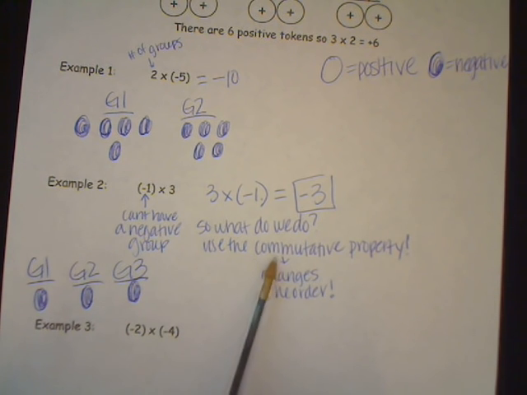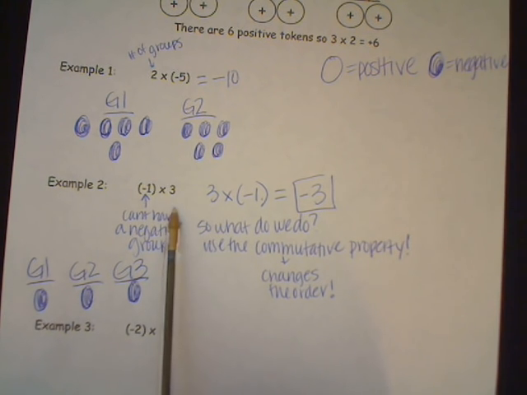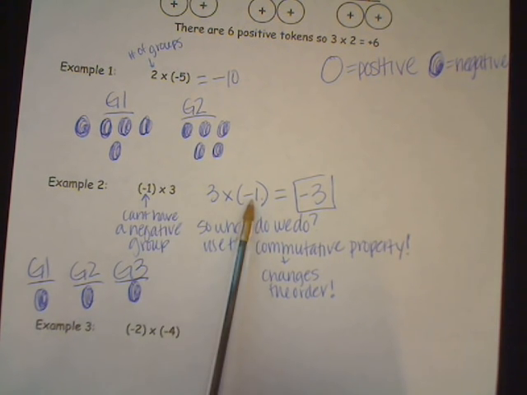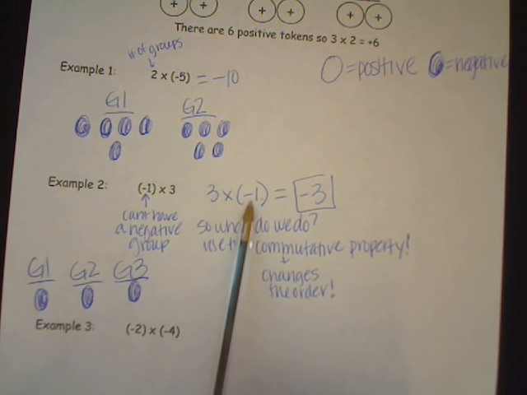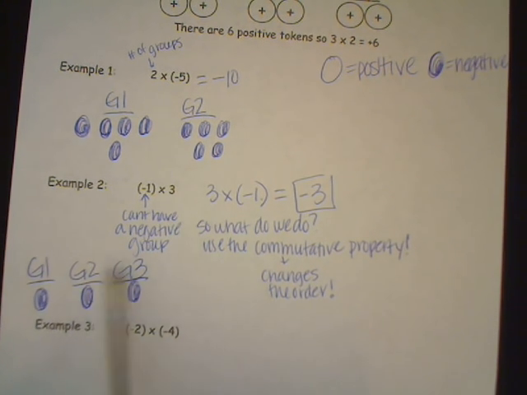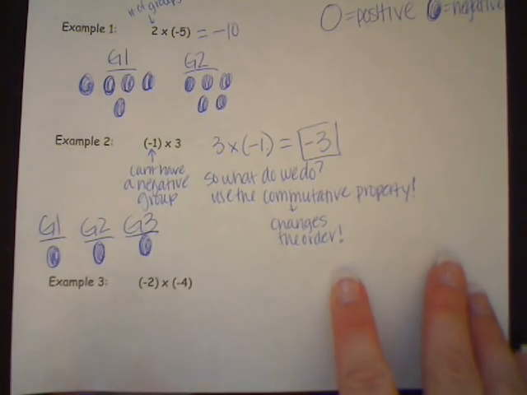So we're going to use that commutative property, which says this will stay equal as long as I just reverse the order. Okay, so reverse the order. And 3 times negative 1, I have 3 groups of negative 1. 1, 2, 3 gets me a negative 3. Let's look at example number 3.